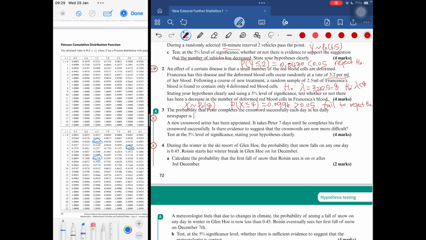So there is no sufficient evidence to claim that there has been a decrease in the number of deformed red blood cells with the new treatment.